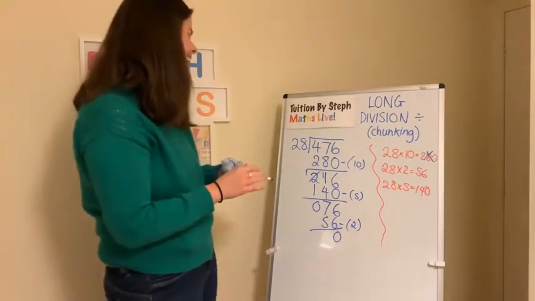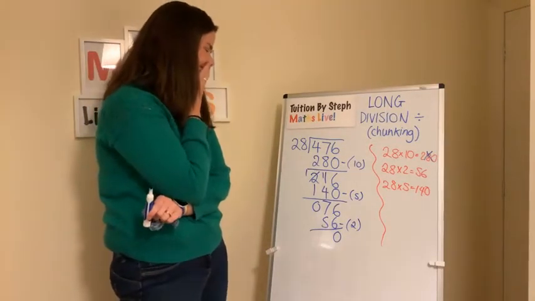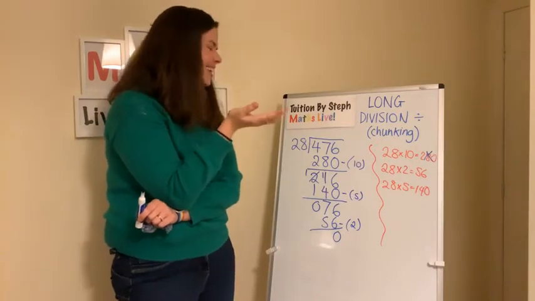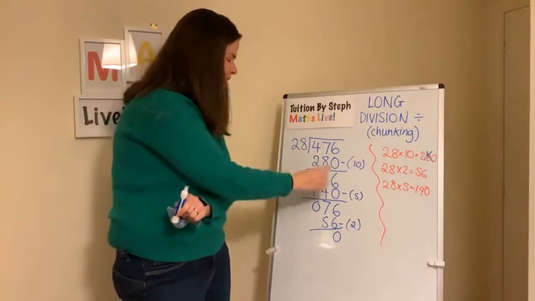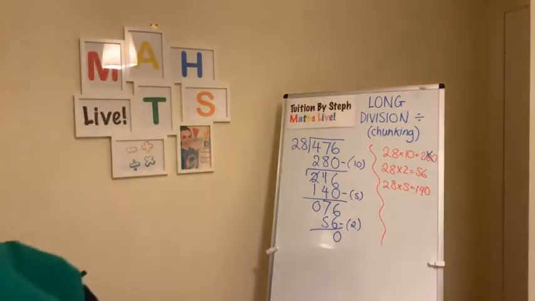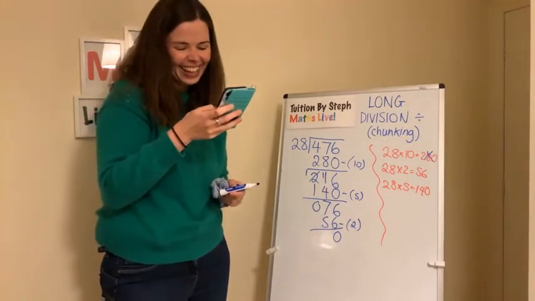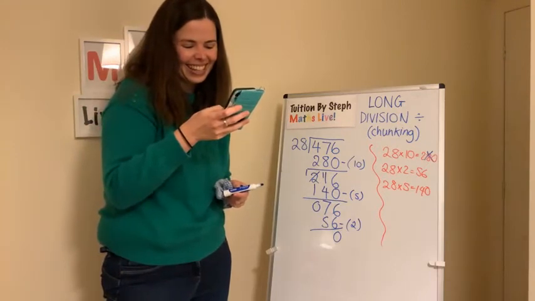The joy of live math. What have I done wrong? Which part of this calculation have I done wrong? Oh, has anyone spotted it?